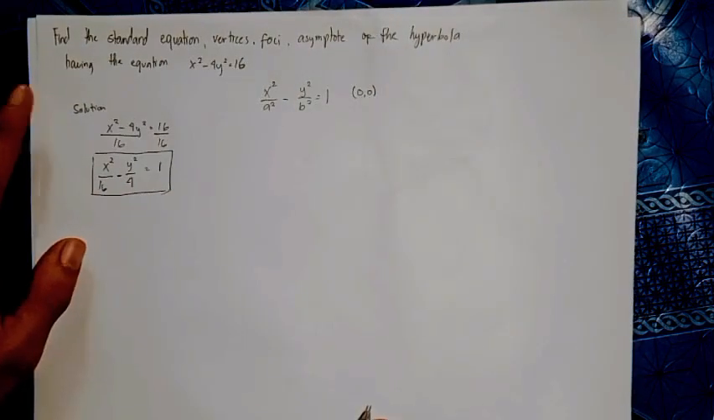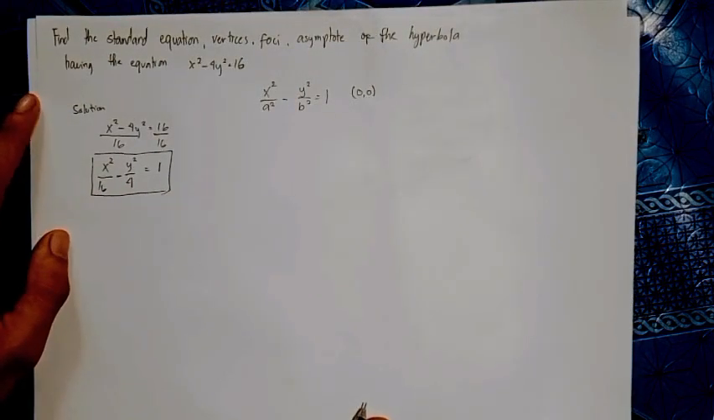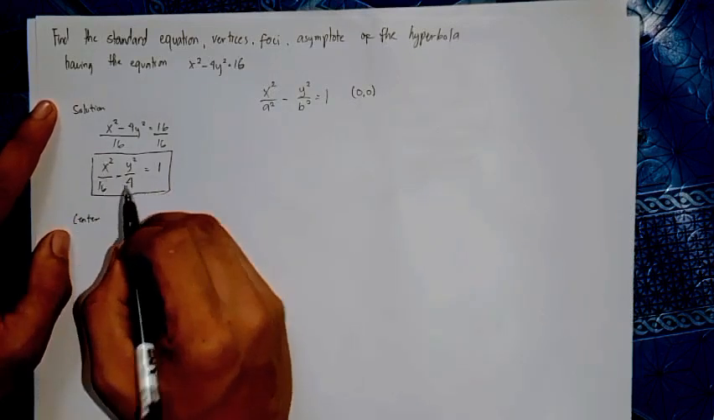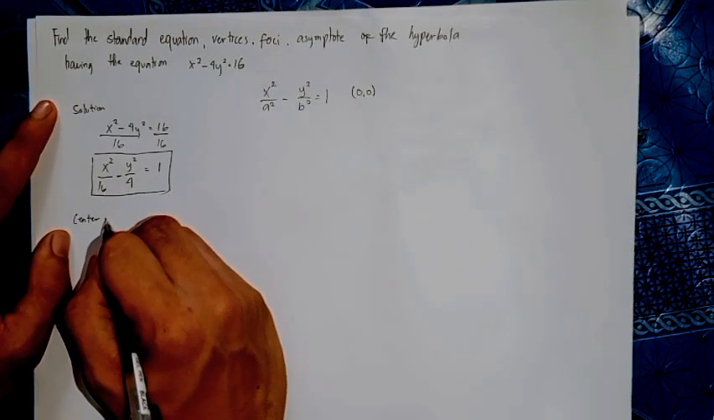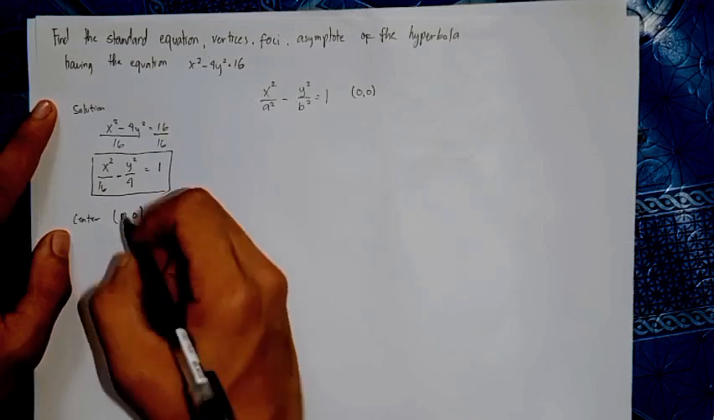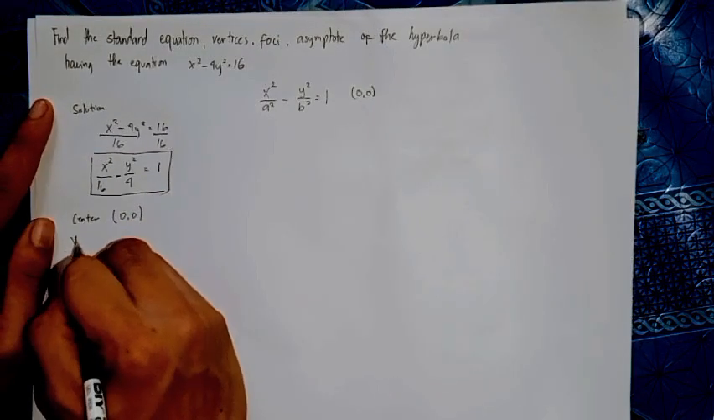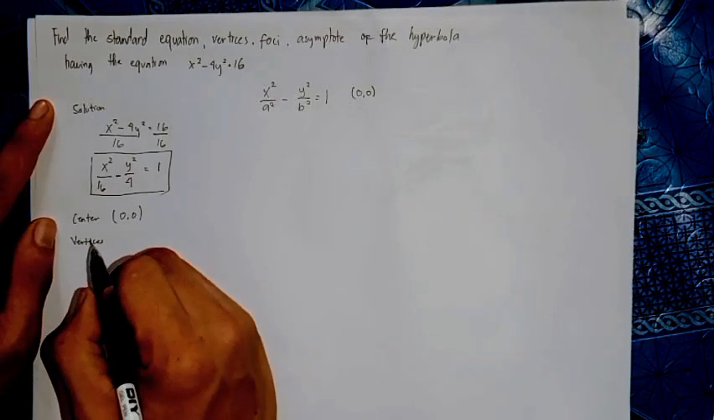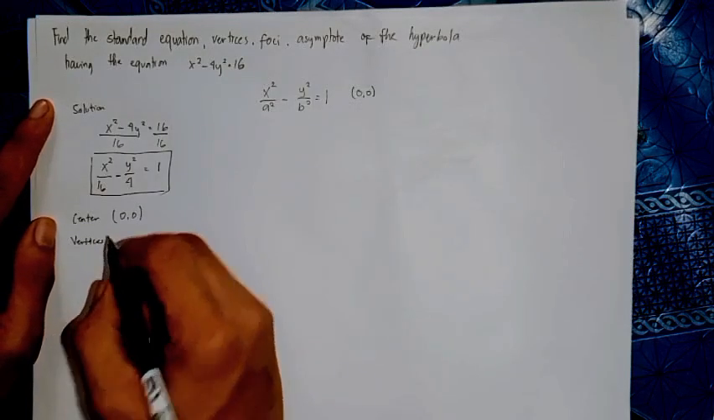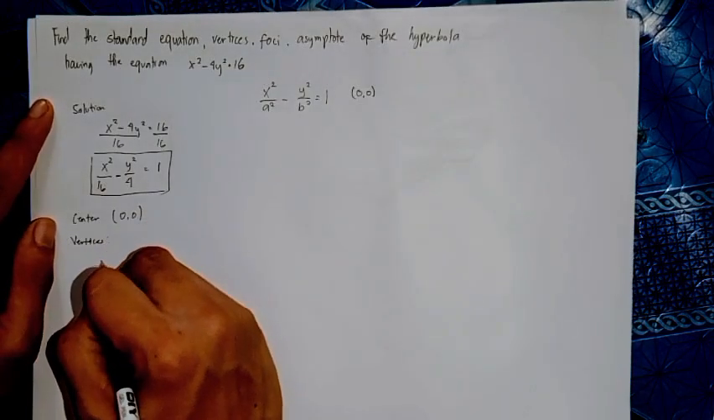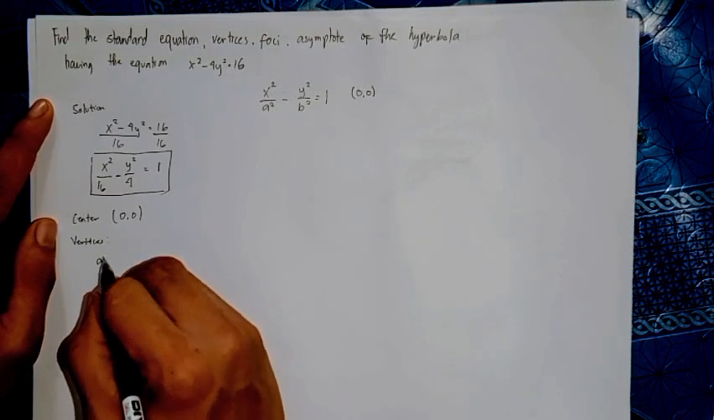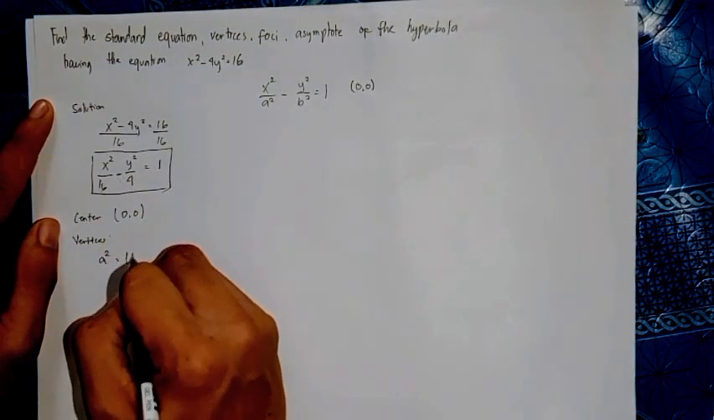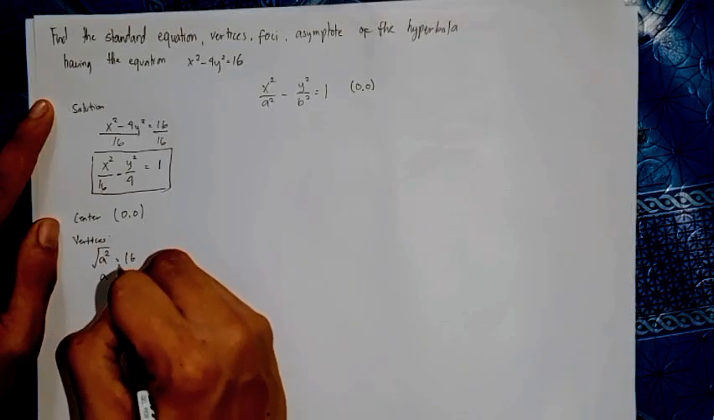Now, next, we can identify the center. Since the center is at the origin, we have 0, 0. Next, find the vertices. Remember that our vertices are denoted by a. Since this is our a squared and this is our b squared, a squared is equal to 16. To find a, take the square root: a is equal to 4.